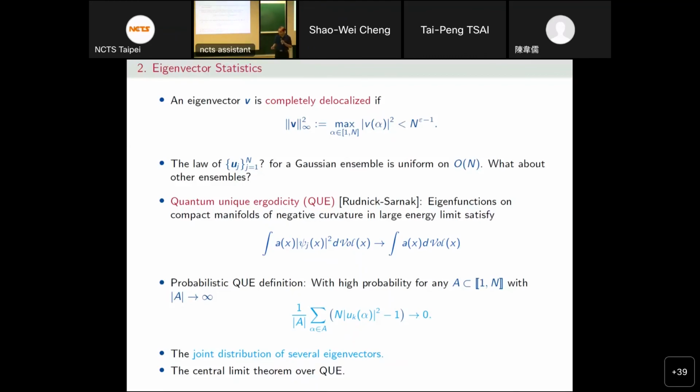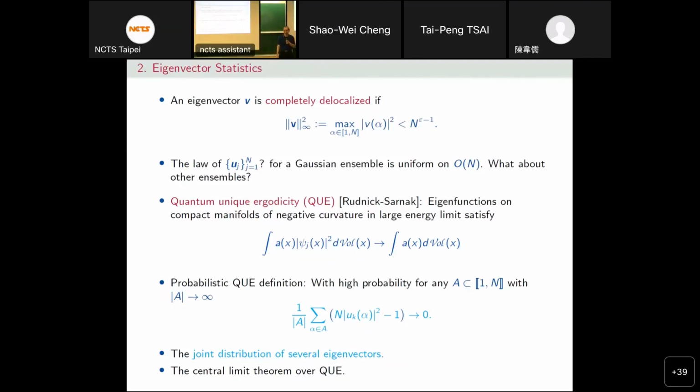So for example, there is epsilon here, and then you can say the probability that this one is bigger than that is less than some N to the minus high power, but in front of this is a coefficient C of epsilon. As epsilon becomes smaller, the constant becomes bigger and bigger. So this kind of statement.